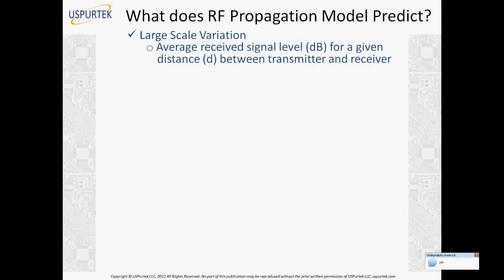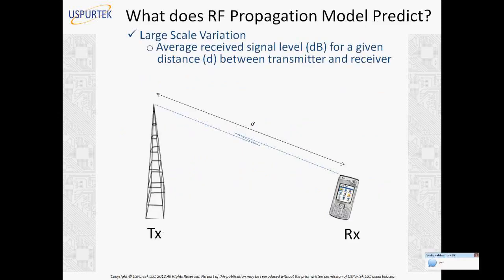Okay. Now, what does an RF model predict? Well, the first thing we want to find out is the large scale variation. Like if I'm at a distance d from the cell tower, how much signal level will I receive? Now the transmitter may be transmitting 40 watts, but that does not mean my handset is also getting 40 watts of power at its antenna. It depends on the distance. The farther away I am from the cell tower, the less signal I will receive. The RF power decays. So large scale variation is what I am looking at when I am looking at any RF propagation model.